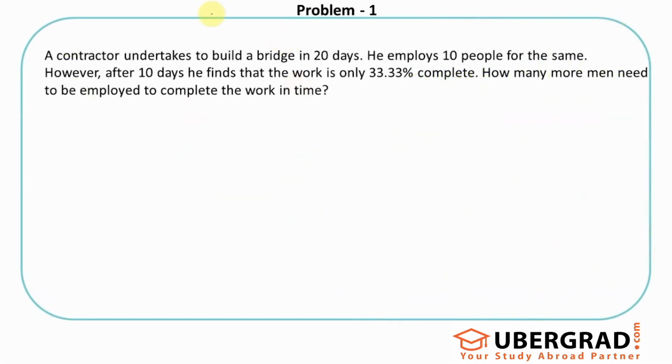A contractor undertakes to build a bridge in 20 days. He employs 10 people for the same. However, after 10 days, he finds that the work is only 33.33% complete. How many more men need to be employed to complete the work in time? So let's assume that one man can put X bricks per day. So basically the work rate of a man is X bricks per day. So what will be the work rate of 10 men? 10x bricks per day.